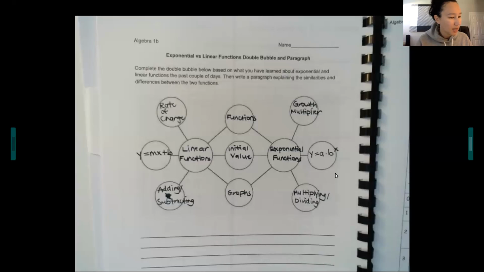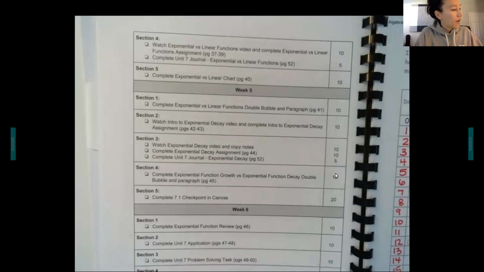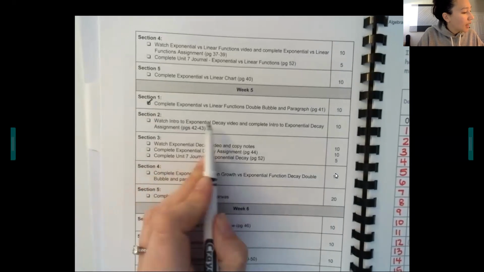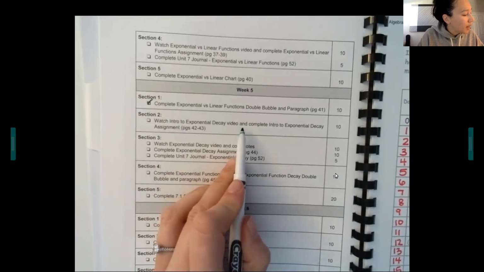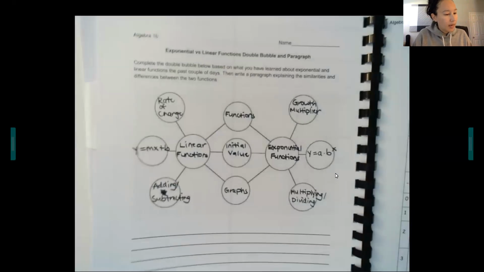No questions? Okay. So then next, okay, so that was this one. Next, we need to do the exponential decay assignment on pages 42 and 43.